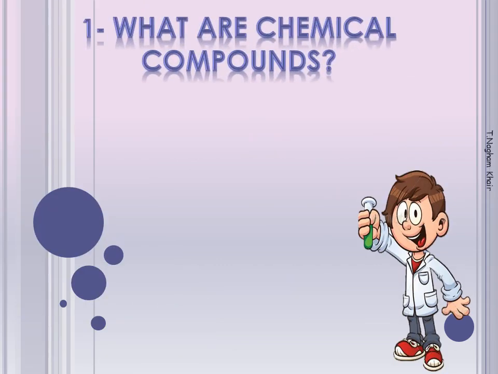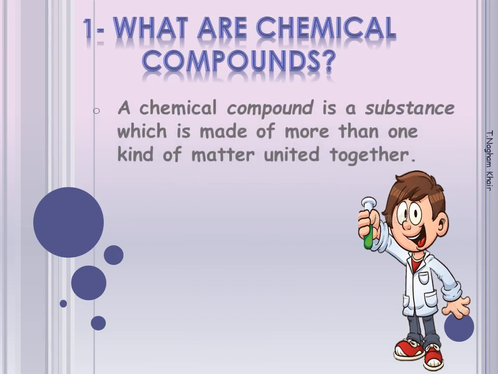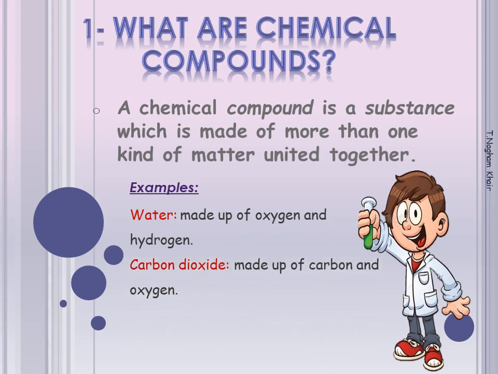What are chemical compounds? A chemical compound is a substance which is made up of more than one kind of matter united together. For example, water is made up of oxygen and hydrogen. Carbon dioxide is made up of carbon and oxygen. Sugar is made up of carbon, oxygen, and hydrogen.